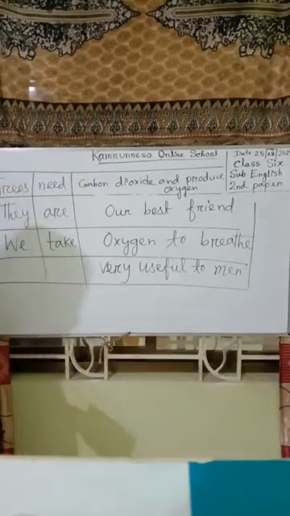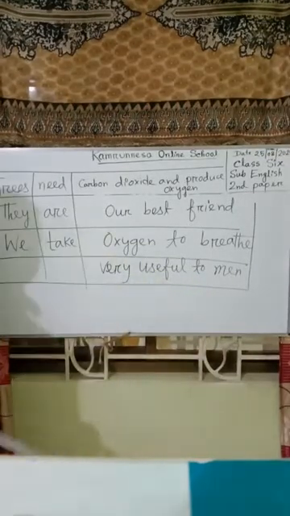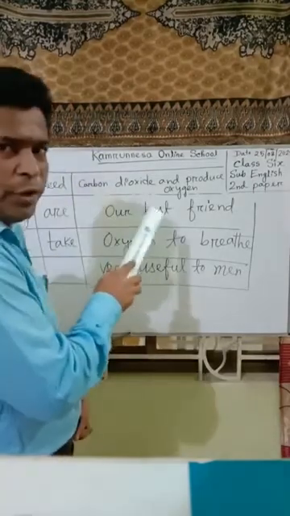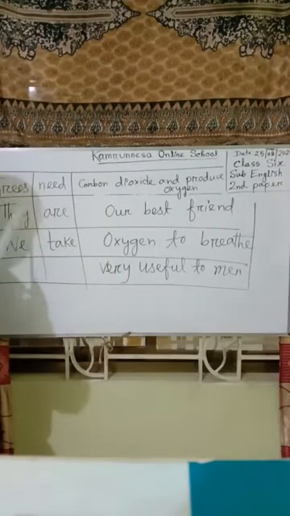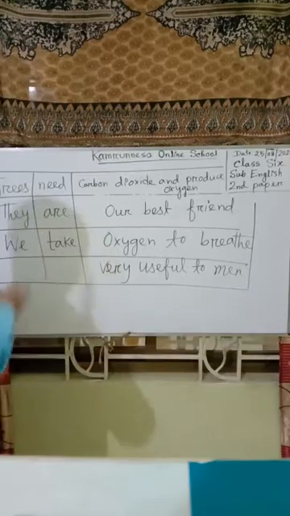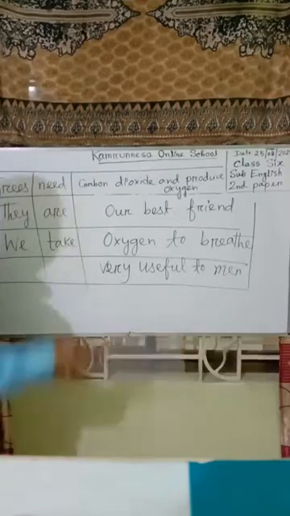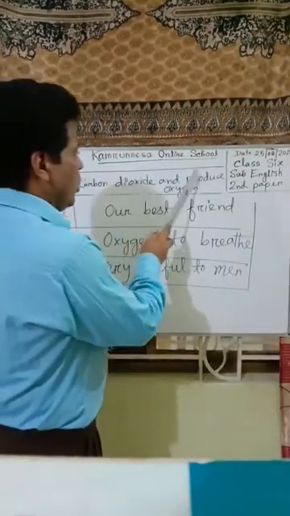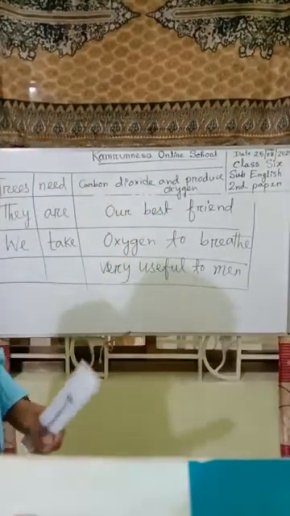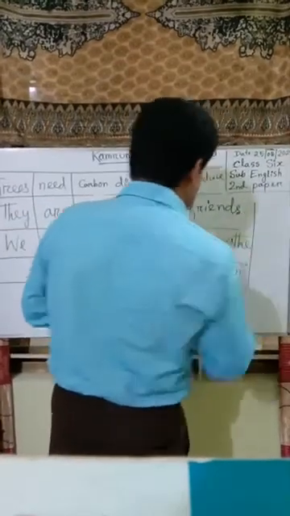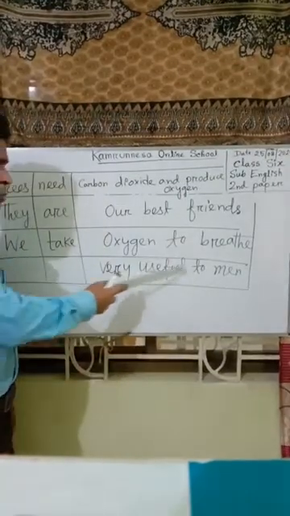Dear students, look. Here is the table. There is a problem before you. Trees, they, we. These are subjects. And after subjects, we find need or take. Next, carbon dioxide and produce oxygen. Our best friends, as they do, make it plural. Oxygen to breathe. Very useful to man.